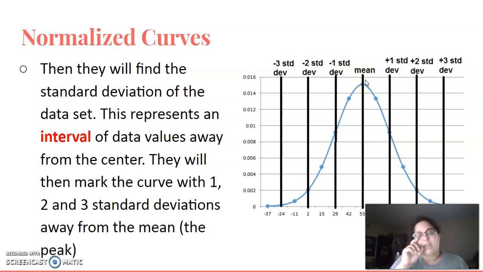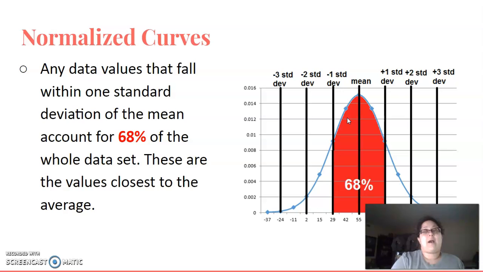So this represents an interval of data values away from the center. So if your mean is in the center, a standard deviation is to the right or to the left of that mean, okay? You want to do the +1 and the -1 because that's within one standard deviation. And then you have the second standard deviation and the third as well, okay? I'm going to talk about how to find the standard deviation in just a second.